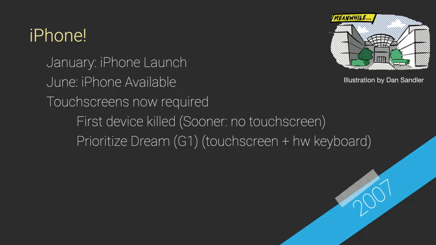And what happened after the iPhone was announced was the team said, okay, well, we can't come out with the Sooner device because that basically competes with Blackberries. We're not aiming to compete with Blackberries. We want to compete with full-on smartphones. So what we need to do is not do that Sooner device anymore, but prioritize and get the Dream device out as soon as we can.